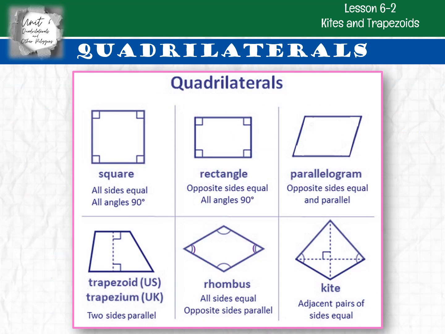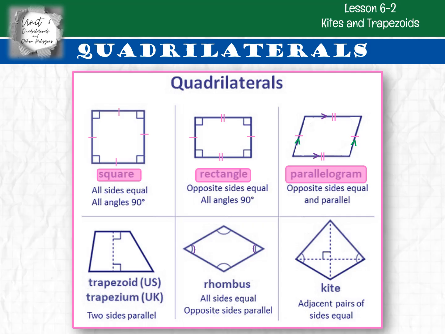Here's just a review of some properties. We haven't gotten to all of these, but I'm sure you know some of them. Square. All the sides are equal and all the angles are 90 degrees. We actually used it a little bit in the last unit. Rectangle. Opposite sides are equal and all the angles are 90 degrees. Parallelogram. Opposite sides are equal and parallel. By definition, it's parallel.